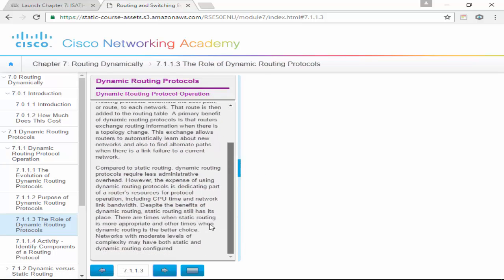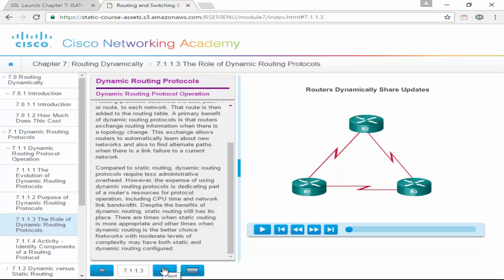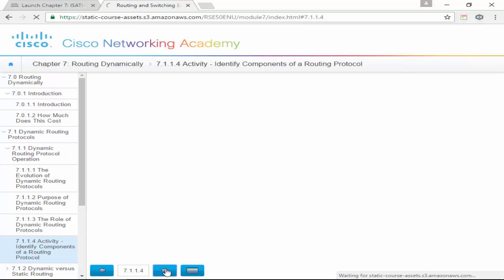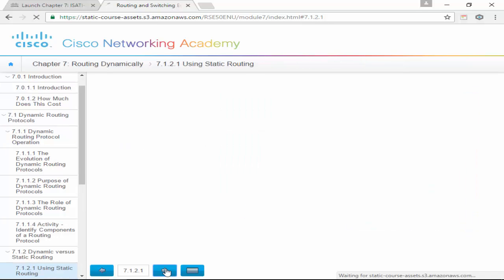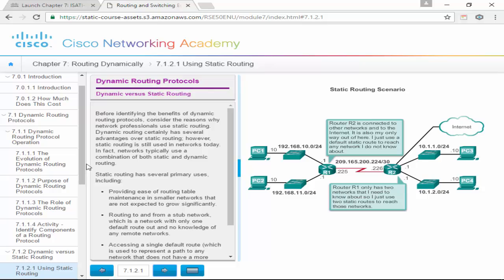So basically, what they're talking about there is every routing protocol is different. They share updates to update the best path, that kind of thing. So each one of them does it a little different, and we're going to get to where we're at.